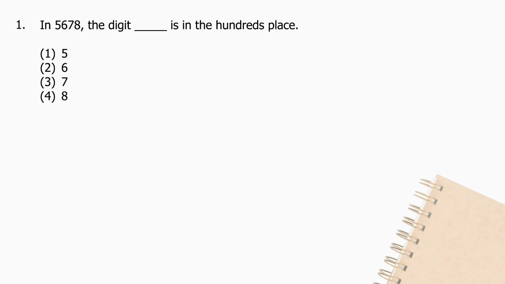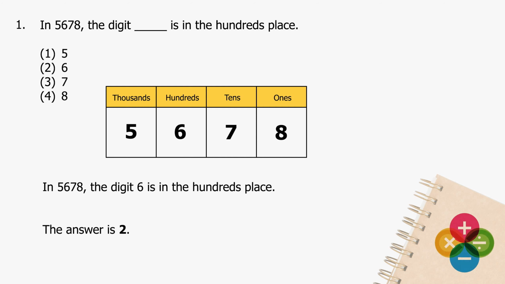Question 1. In 5678, the digit missing number is in the hundreds place. In 5678, the digit 6 is in the hundreds place. The answer is 2.